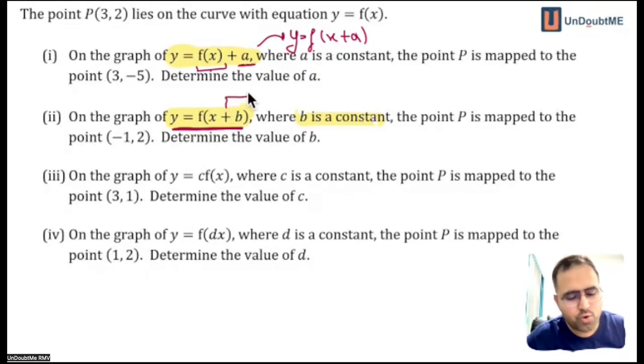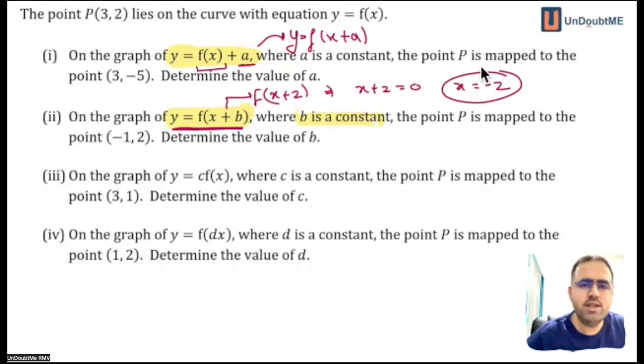But in general, how do we know that? Let's say instead of b, we have 2. So for f(x + 2), you just put x + 2 = 0. You'll get x = -2. Everyone knows where this -2 will lie, to the left or to the right. It's going to lie to the left, so the graph will shift to the left side. This is how you should understand it.